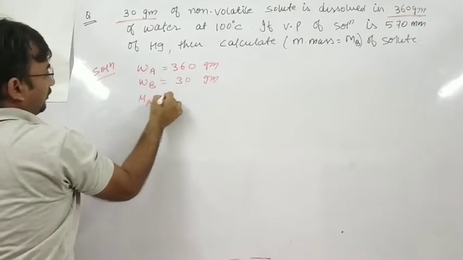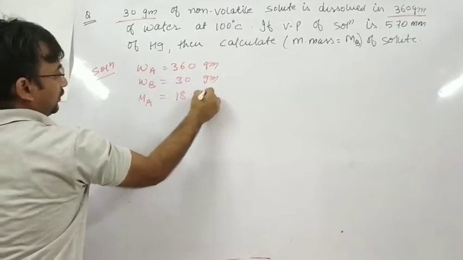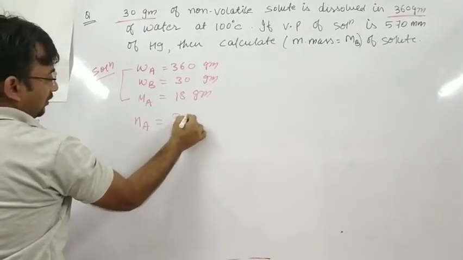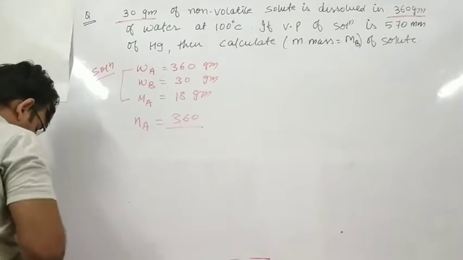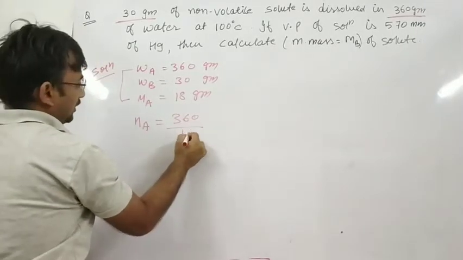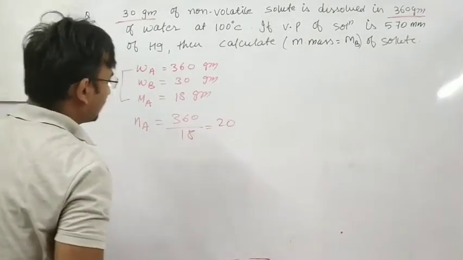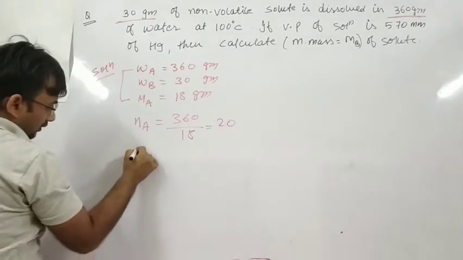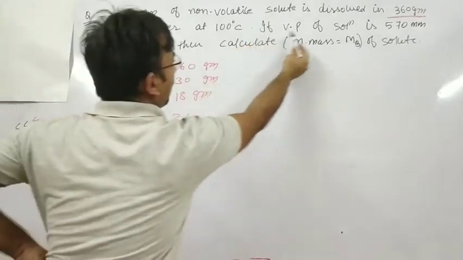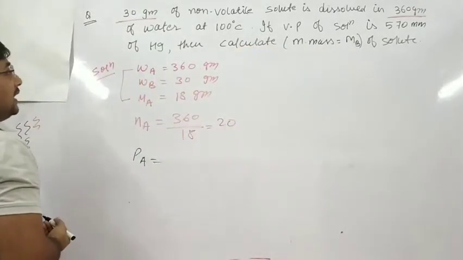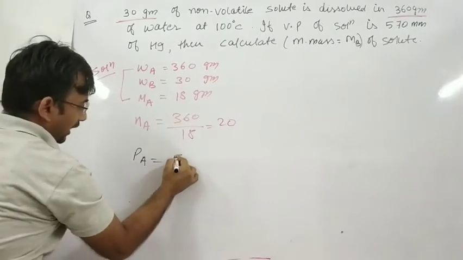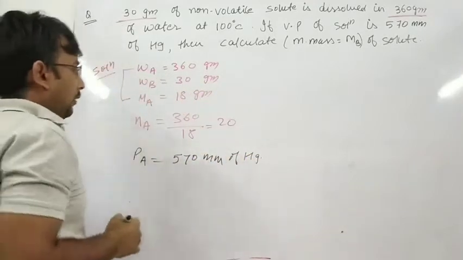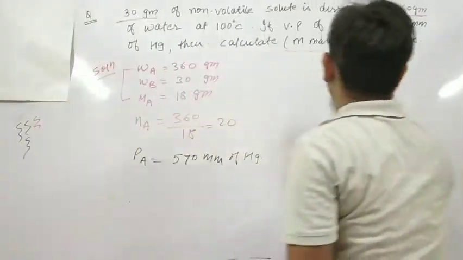If we see, molecular mass of solvent is given; if it is water, you all know 18 gram. So from these two data, we can easily calculate moles of A, given mass upon molecular mass. Right? Molecular mass is 18. Here we will get 20. Now in this particular part, PA is given. The vapor pressure of solution is 570 mm of Hg. Now, what we have to calculate? We have to calculate the molecular mass of solute.